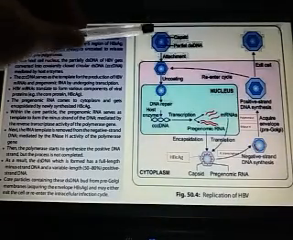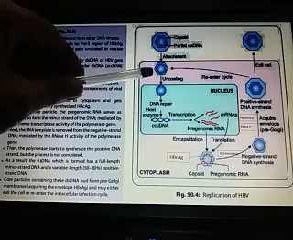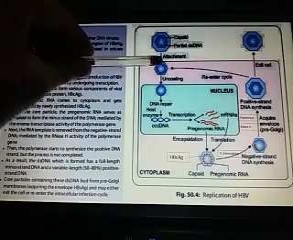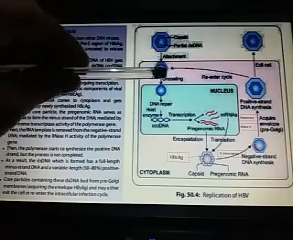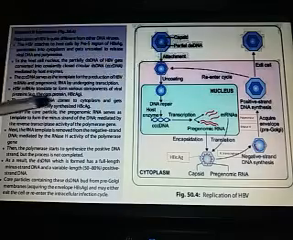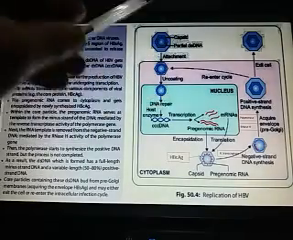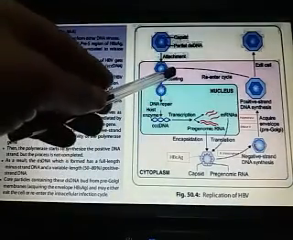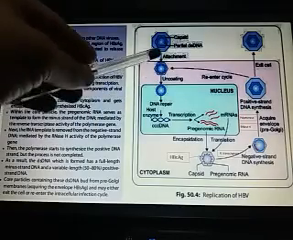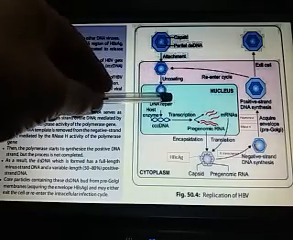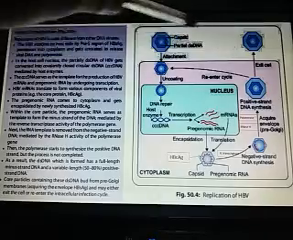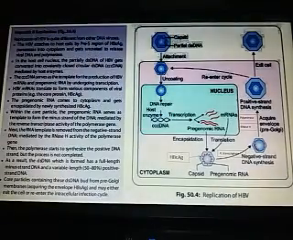And just after the penetration, what happens? The viral particles enter and are uncoated. Uncoated means the release of the polymerase enzymes that have multiple functions here, and the virus multiplies in the cytoplasm as well as in the nucleus of the host cell.